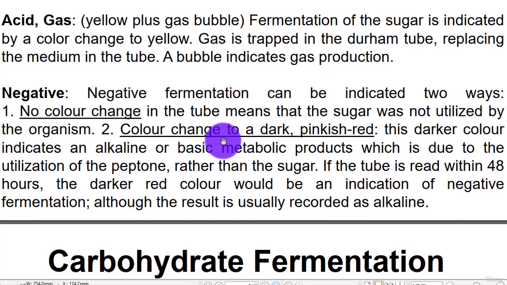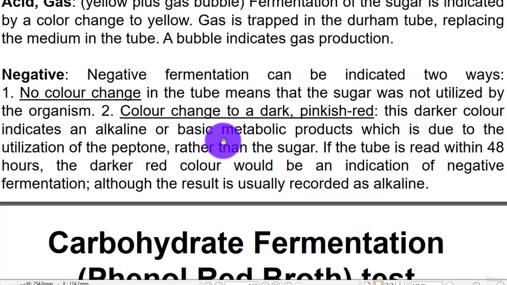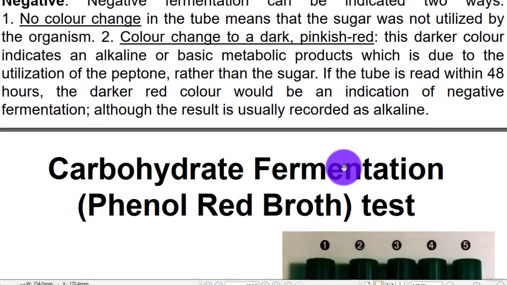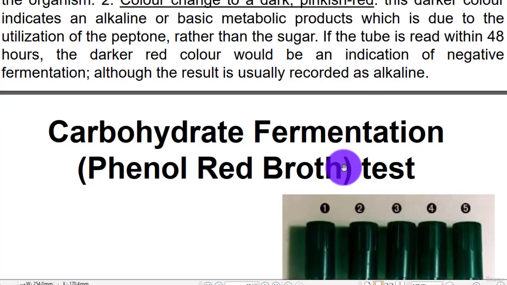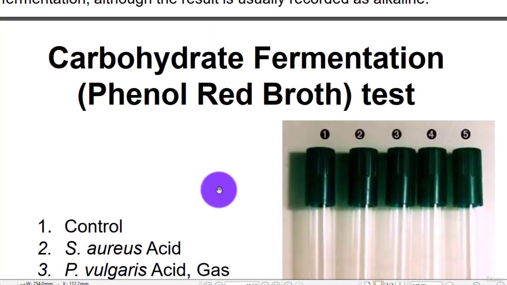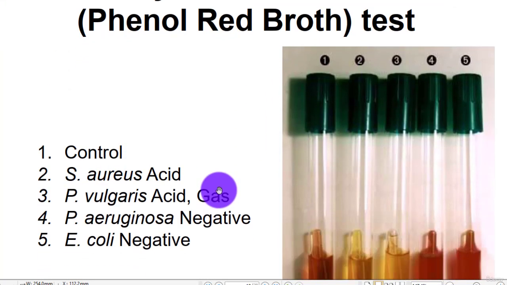Negative fermentation can be indicated two ways. One, no color change in the tube means that the sugar was not utilized by the organism. Two, a color change to dark pinkish red. This darker color indicates an alkaline or basic metabolic product, due to the utilization of the peptone rather than the sugar. If the tube is read within 48 hours, the darker red color would be an indication of negative fermentation, although the result is usually recorded as alkaline.